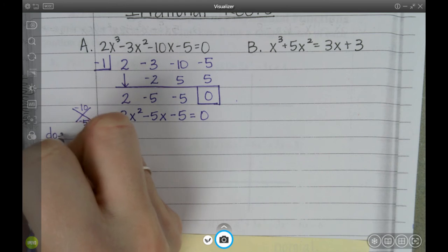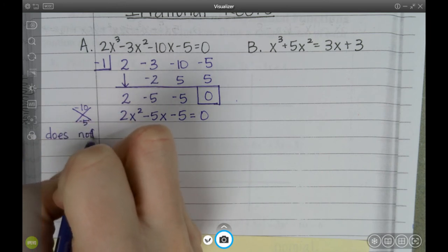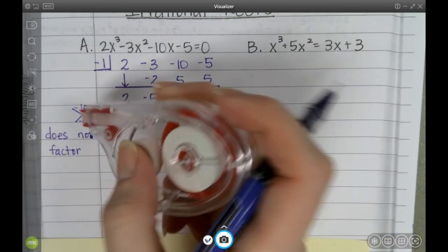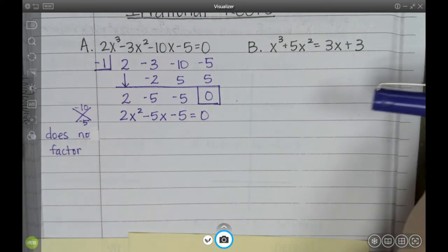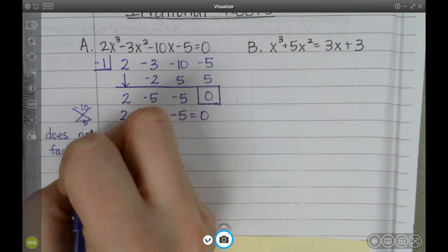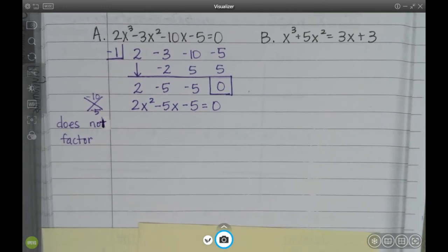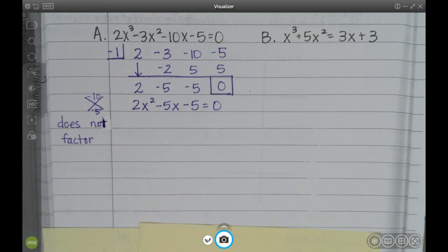What do we do? We give up. Nope. Guess and check's not going to work either. We can't do synthetic division again because there were no other zeros on our table. We're going to do quadratic formula.